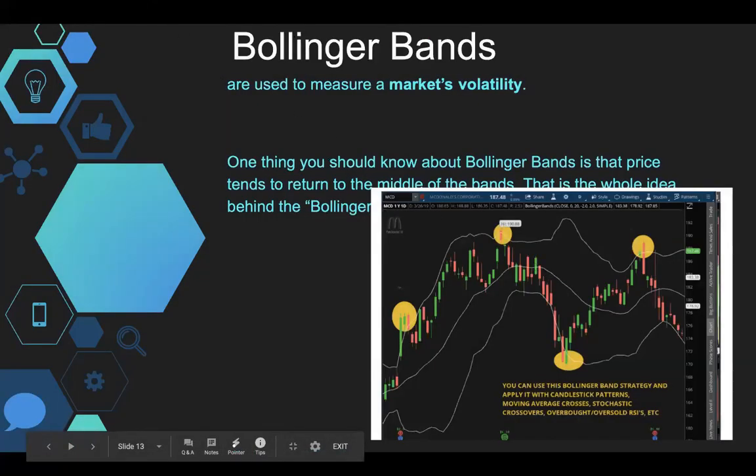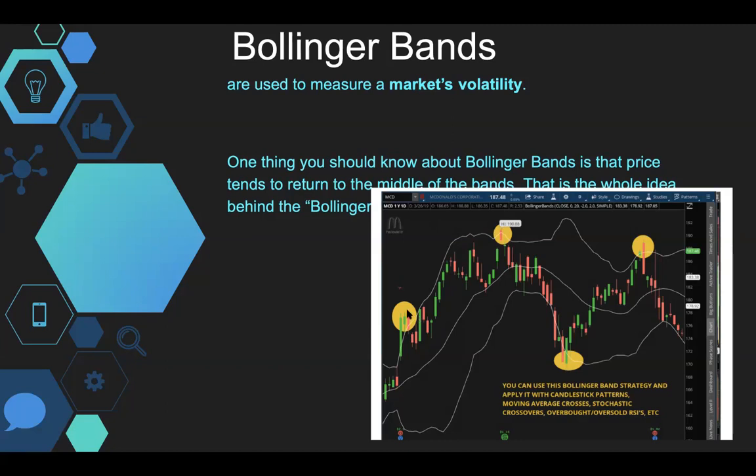Bollinger Bands. Bollinger Bands are used to measure a market's volatility. One thing you should know about Bollinger Bands is that price tends to return to the middle of the bands. So anyone here use Bollinger Bands at all? If you haven't used this, you want to try it out to see how it works for you. What I like to look at for Bollinger Bands is, for example, when it's too overextended, especially when you have an EMA along there and a stochastics along there. It usually tends to retrace down to the middle.